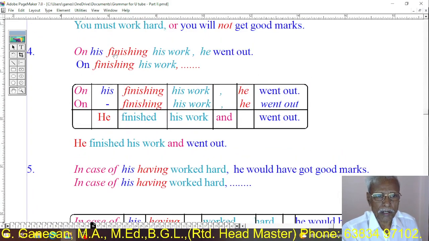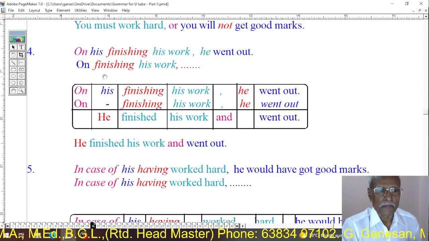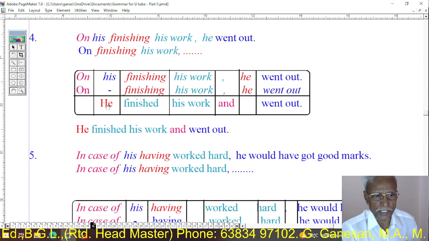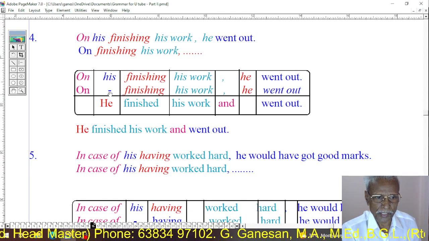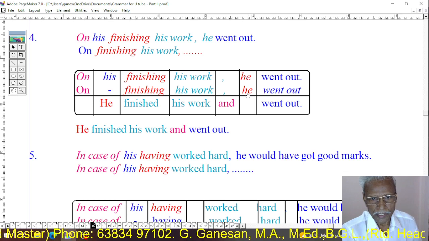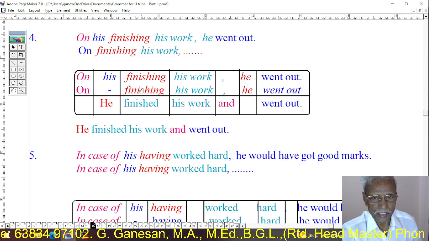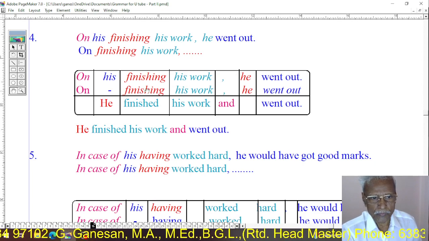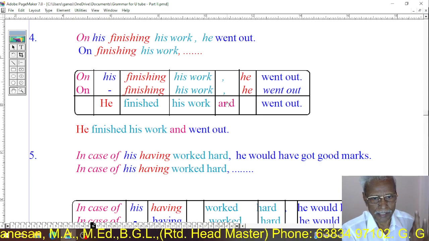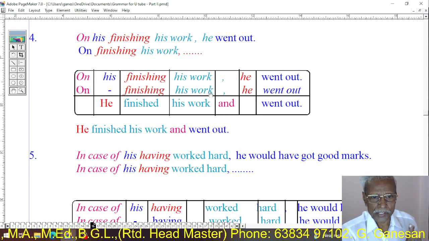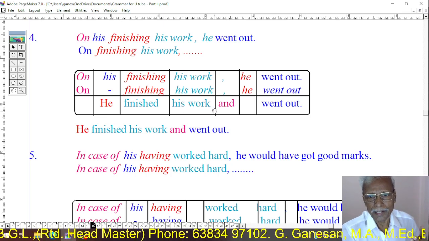Then the fourth example: on his finishing his work, he went down. "On his finishing his work" is the phrase, or "finishing his work". Here there is no subject, so use the subject he. Finishing becomes finished. Went is past tense. "On" becomes the compound conjunction "and". On finishing his work, he finished his work and went down.